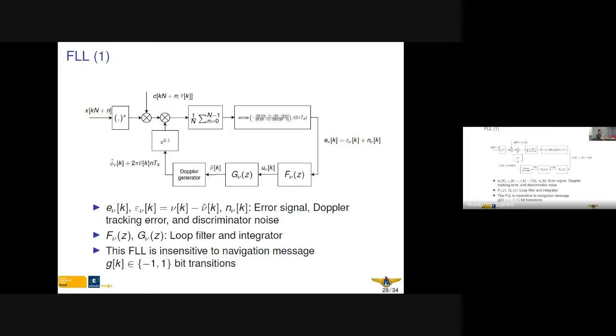And we have that this FLL is insensitive to navigation message bits again, because everything is based on phase estimates, and the phase estimate already was independent of message bits. So this is nice.